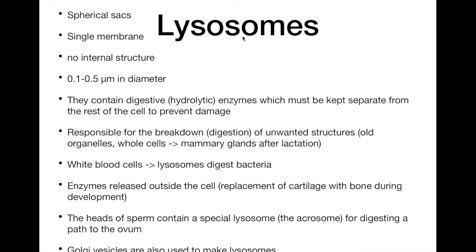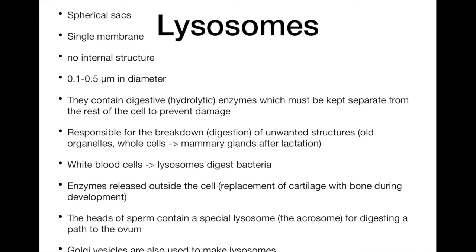What are lysosomes? They are spherical sacs surrounded by a single membrane and having no internal structure. They are commonly 0.1 to 0.5 micrometers in diameter. They contain digestive enzymes which must be kept separate from the rest of the cell to prevent damage from being done. Okay, they are responsible for the breakdown, which is the digestion, of unwanted structures such as old organelles or even whole cells, as in mammary glands after lactation, breastfeeding.